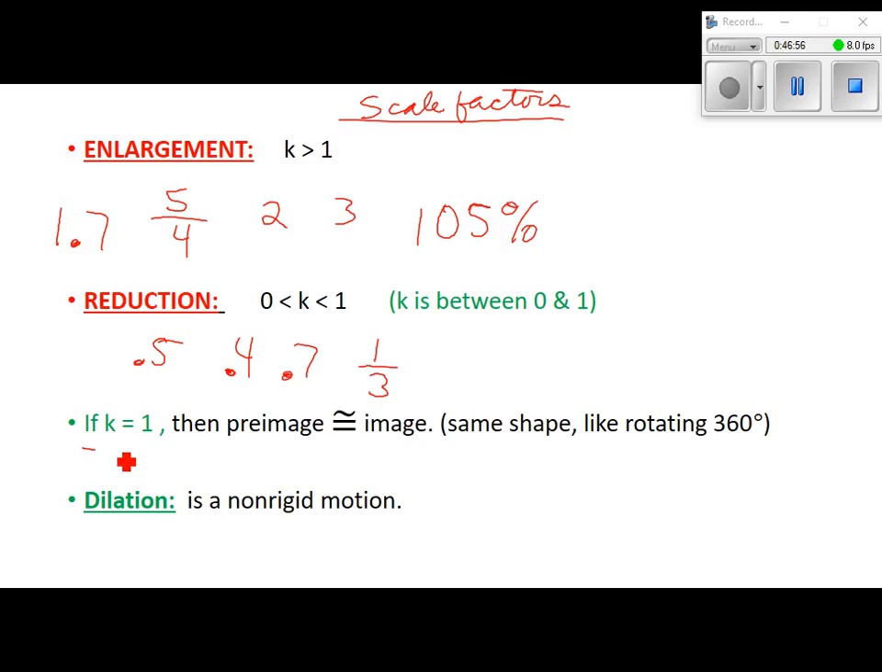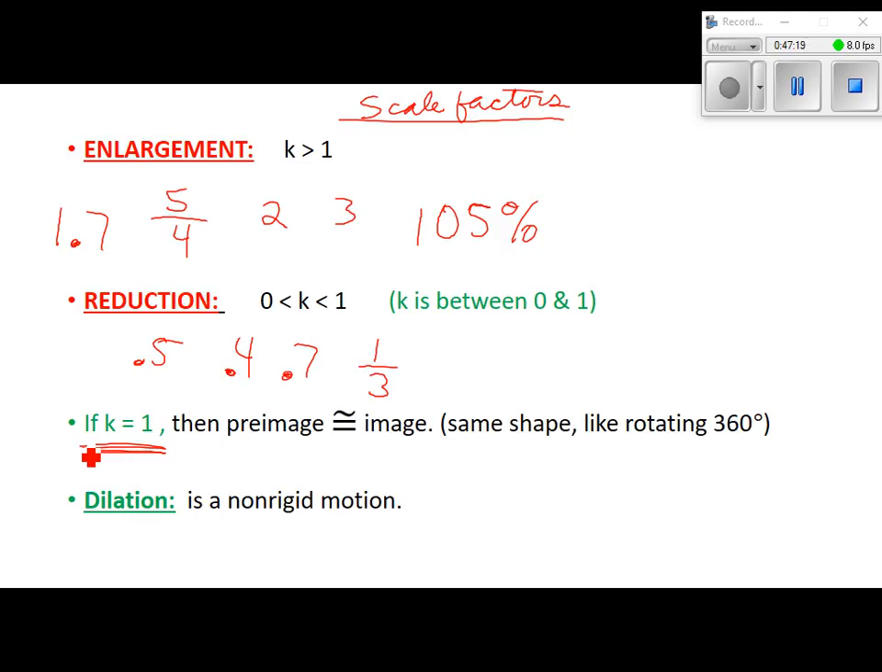What happens if your scale factor is exactly 1? It's an equal sign. It's the exact same thing, right? So if I said take this shape to a scale factor of 1, what's it going to look like when we're done? The exact same thing.